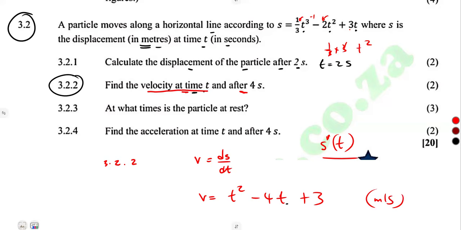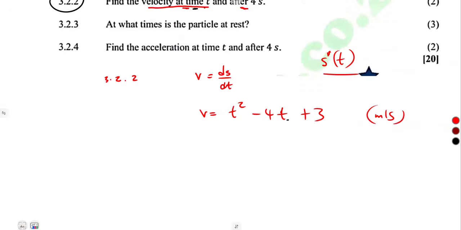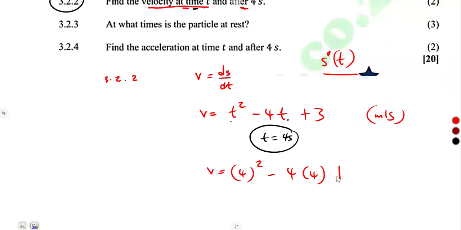And after 4 seconds, we are now given the time, so our t is 4 seconds. What is the actual value of that velocity? In place of t, simply substitute 4. So that's 4 squared minus 4 times 4 plus 3. So that was going to give us our velocity in meters per second, which is 3 meters per second. All right. It was just like that, direct as it is.